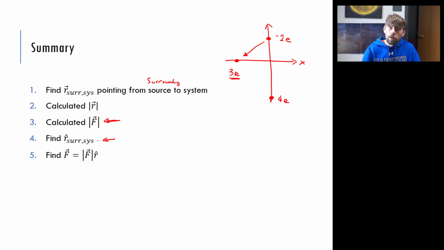In other words, we do this process for every charge in our surroundings. So calculating the force between that charge and the system, next charge and the system, etc., etc., etc. And all that's left for us to do after that is to sum the individual pairwise forces between the system and the surrounding charges, and we're done. Okay?